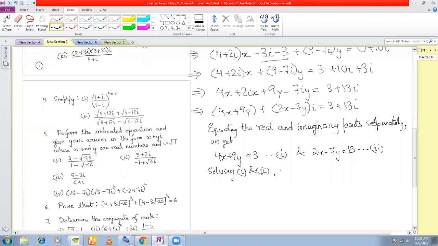We'll get x is equal to 3, and you'll get y is equal to minus 1. Okay, so that finishes the first question. We now move on to the second question.